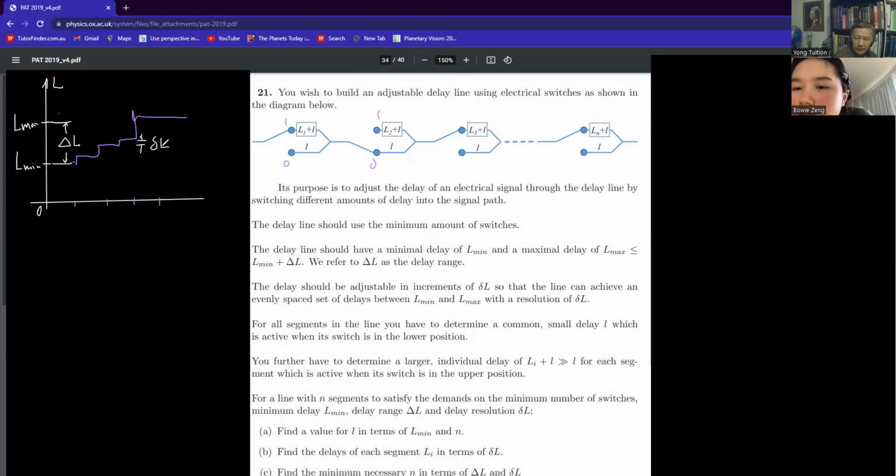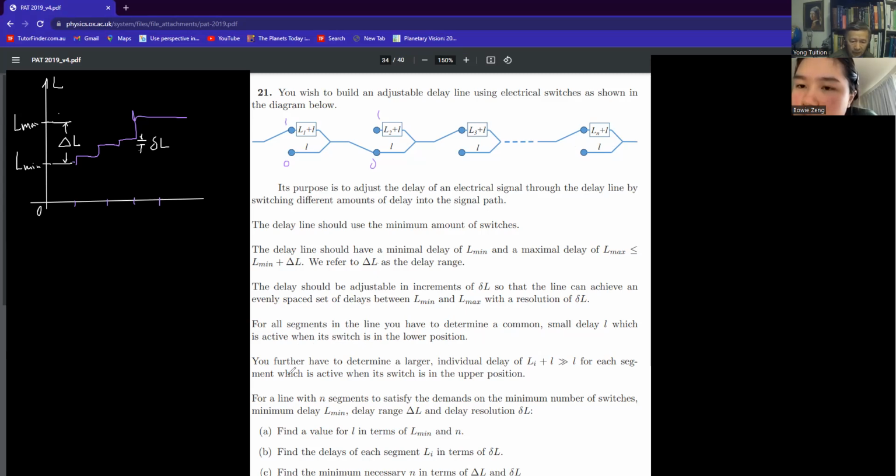Any other constraint? For all segments in the line, you have to determine a common small delay L, which is achieved when the switch is in a lower position. So what does that mean? It's a 0 position, so this small L is a minimum. When they go to 0 mode, the delay is a minimum. Yes, we have determined the small delay, which is active when the switch is in the lower position.